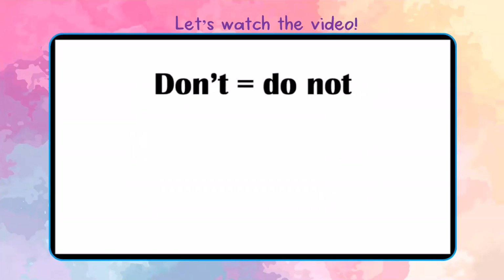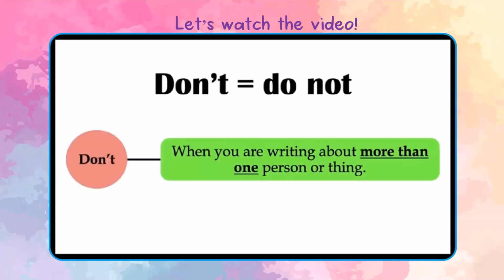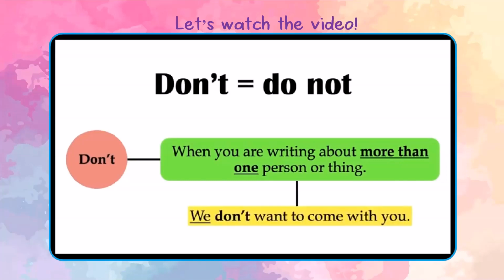Don't is the shortened version of do not. Don't is used when you are writing about more than one person or thing. For example, we don't want to come with you. We is referring to more than one person, therefore we use don't. It would not make any sense to use doesn't in this example.